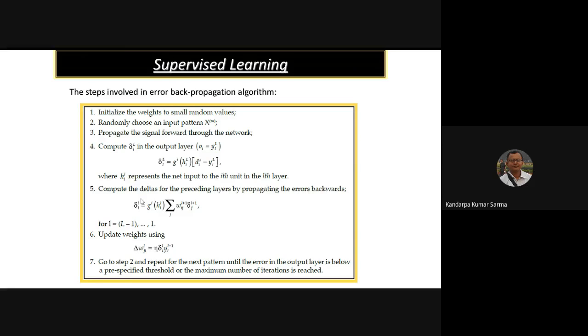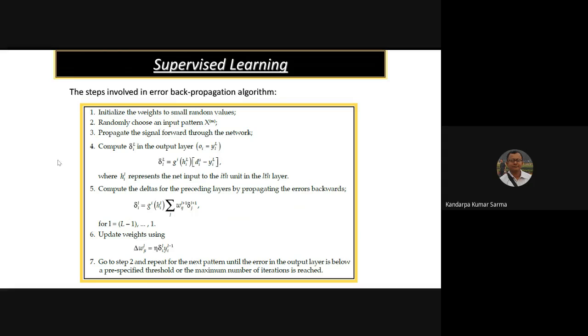So steps of backpropagation, very simple. You need to first select a set of random weights for all the connections layer by layer. Then you can select a pattern X, then propagate the signal through the network, compute layer by layer the values, and finally you will get one O at the last end of the network.